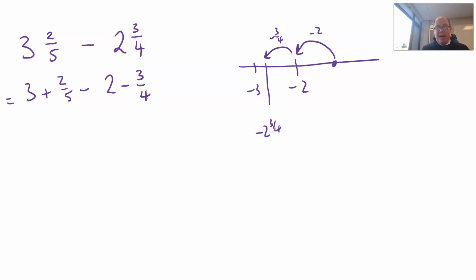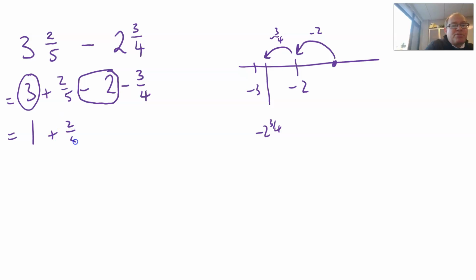Now I'm going to combine, a little bit like algebra with like terms, I'm going to combine the whole numbers because we can add and subtract in any order. So I've got a 3, and let's make sure that I've got that minus 2 attached there. I've got 3 minus 2. 3 minus 2 is 1. I'm just going to write that down. And then I'm going to do the proper fractions, 2/5 minus 3/4.